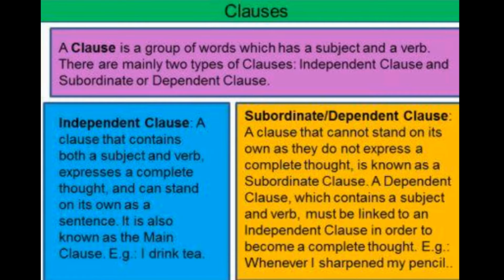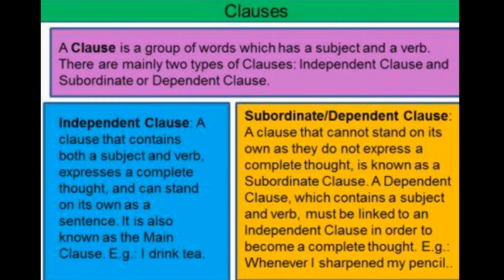Independent clause: a clause that contains both a subject and verb, expresses a complete thought, and can stand on its own as a sentence. It is also known as the main clause. E.g., I drink tea.